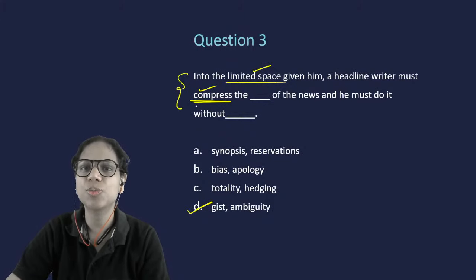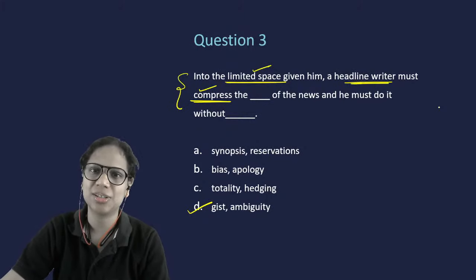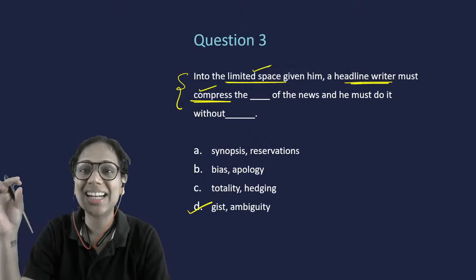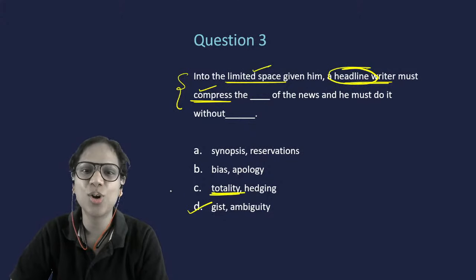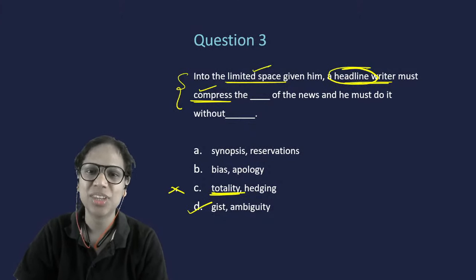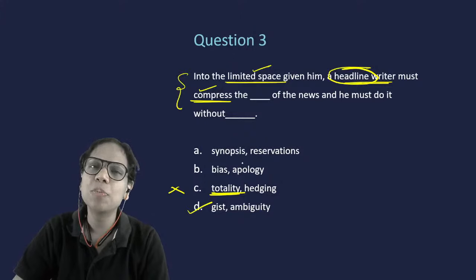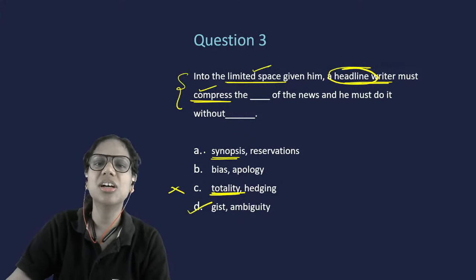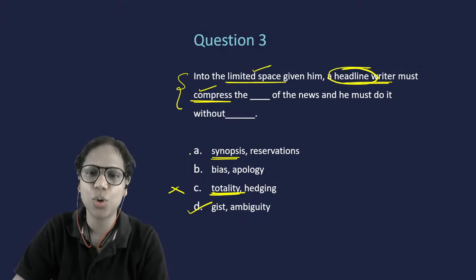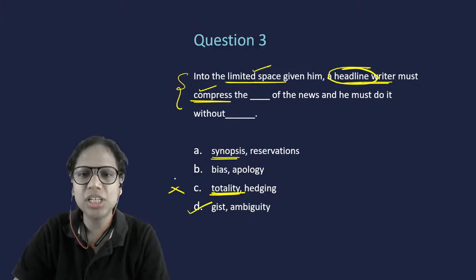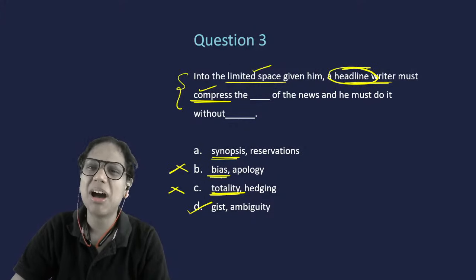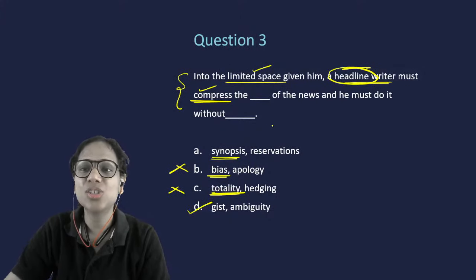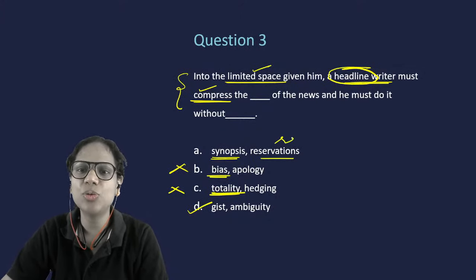So I'm talking about the responsibilities of a headline writer, right? This person is writing the headline, and the headline will not have all the news. It will not have the totality of the news, right? It may have a synopsis, but even a synopsis is a little longer. Even a summary is a little longer, right? But we'll keep this in the running. B is eliminated. The bias of the news does not make sense. And he has to do it without reservations, would mean without any restraint.